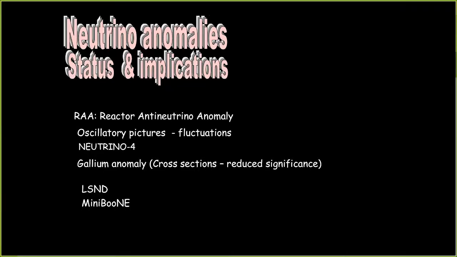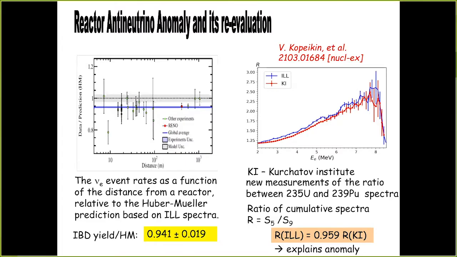Now, neutrino anomalies. I will discuss some anomalies and their status. One is the reactor neutrino anomaly, which states that the present day observations made at different baselines have rates smaller than what is expected according to the Huber-Mueller predictions, which are based on Grenoble spectra. Grenoble measured the energy spectrum of electrons of different isotopes, especially uranium and plutonium, and they converted this energy spectrum of electrons to the energy spectrum of neutrinos.